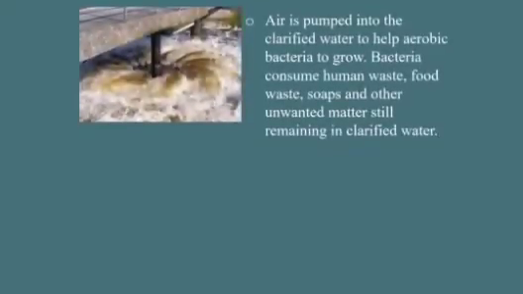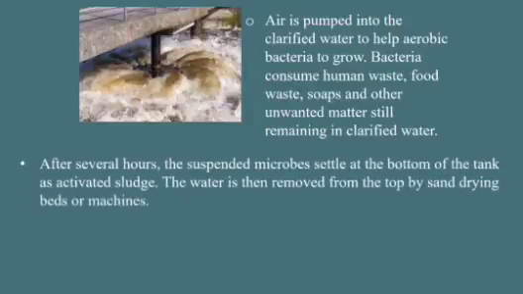In the last step, air is pumped into the clarified water to help aerobic bacteria to grow. Bacteria consume human waste, food waste, soaps and other unwanted matter which is still remaining in the clarified water. After several hours, the suspended microbes settle at the bottom of the tank as activated sludge, and the water is then removed from the top by sand drying beds or machines.